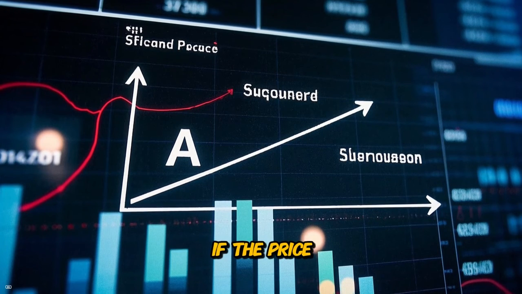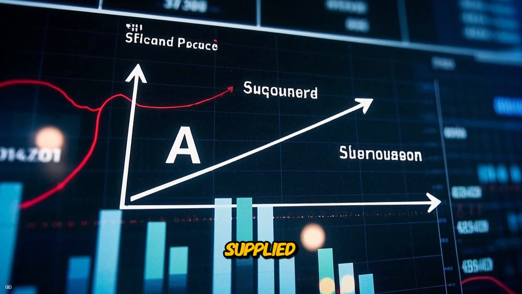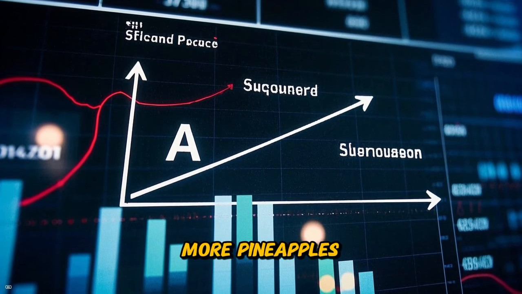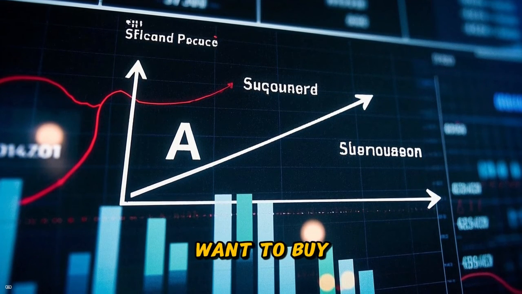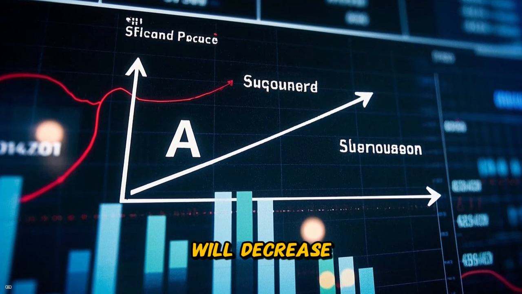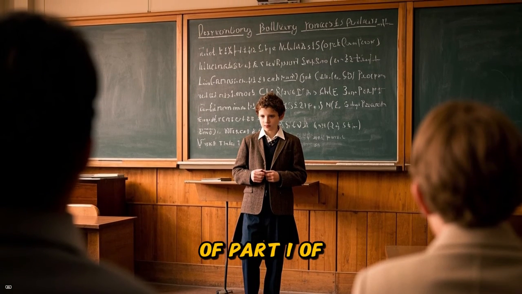Similarly, if the price is above the equilibrium price, like here at point B, the quantity supplied is higher than the quantity demanded. So producers want to sell more pineapples than consumers want to buy. When this happens, there is a surplus of the good and the price will decrease until it reaches the equilibrium price. This brings us to the end of part 1 of this lesson.